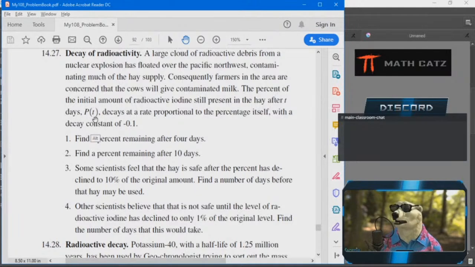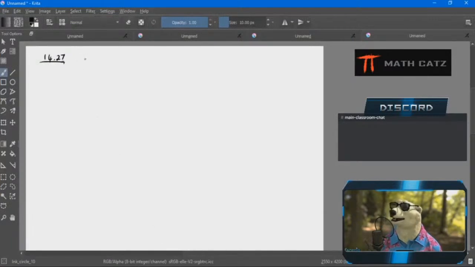I don't have to. It's not a Y. It's not an N. It's a P. And it decays at a rate proportional to the percentage itself, with a decay constant of negative 0.1. All right. So that allows me to set up my differential equation as a translation of that information. Whoops, not Y.